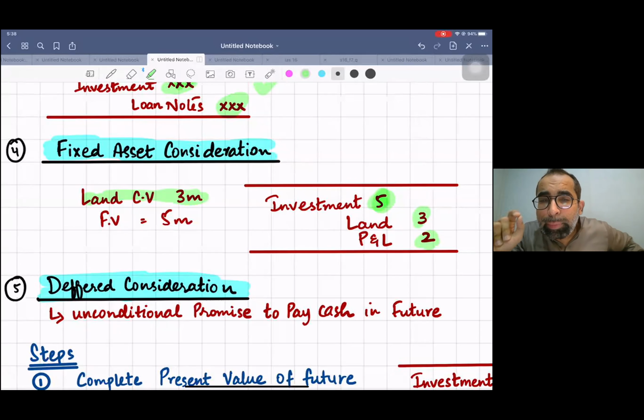I repeat, parent company has not given this land to S company. Parent company has given this land to S company shareholders, the existing owners. So this profit is totally realized from the group point of view. Shareholders are external people. If there is a transaction between P company and S company, and there is a profit, then that profit is unrealized. This is a technical concept.